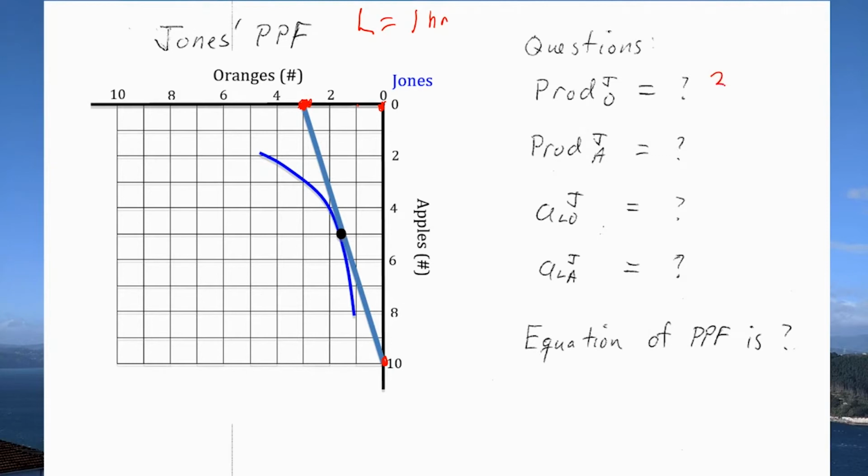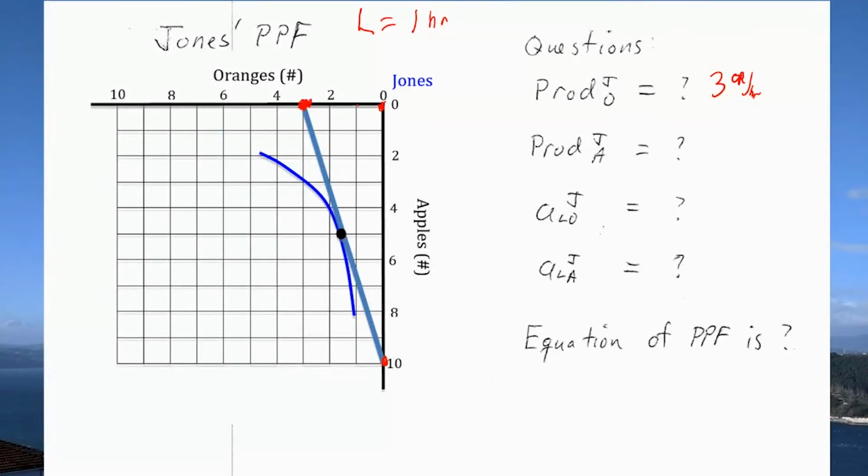Okay, so 3. Now the answer is not just 3. If you're asked the question, what is Jones's productivity for oranges? Don't put 3. Put 3 oranges per hour. Use the units also. This is an economics class, not a math class. And that means the units are as important, if not more important, than the actual number in the answer.